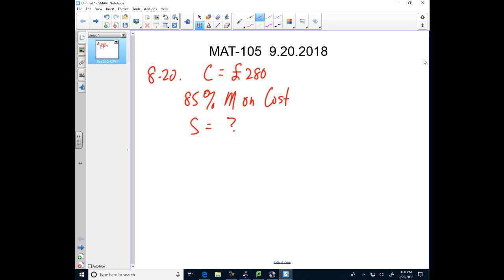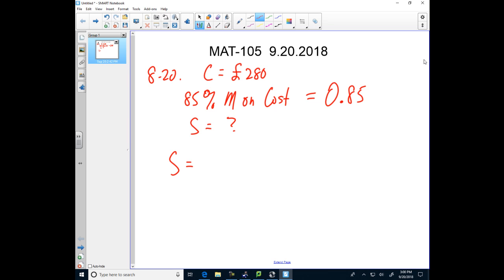Wonder what the 1 stands for. The 1 is the original cost. Remember we talked about that the other day. That's the original cost. And do we know the percent markup on cost? 85%. Now we got to turn that into what? A decimal. So I think we can use that.